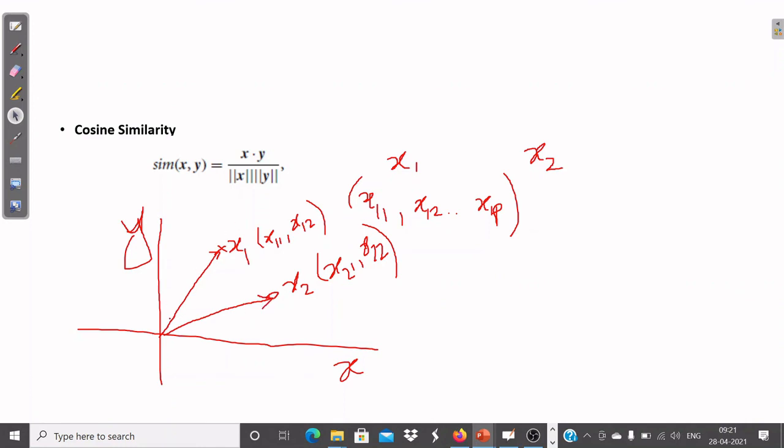Now, how close these vectors are to each other can be represented using the angle theta between the vectors. If they are close together, the angle becomes 0, and maximum similarity is represented by 1. Cos 0 is 1, so cosine can be used as a similarity measure.